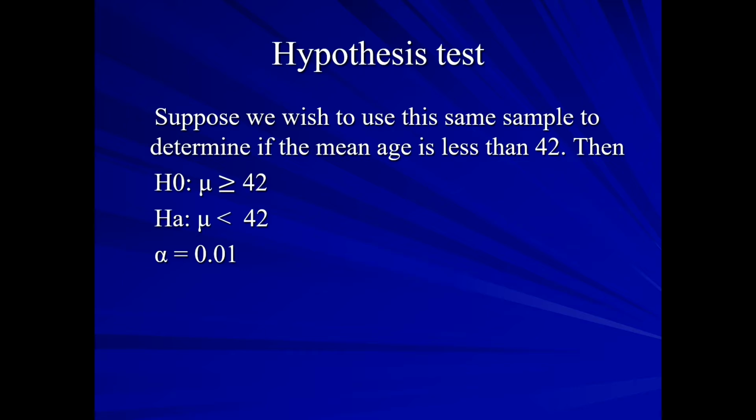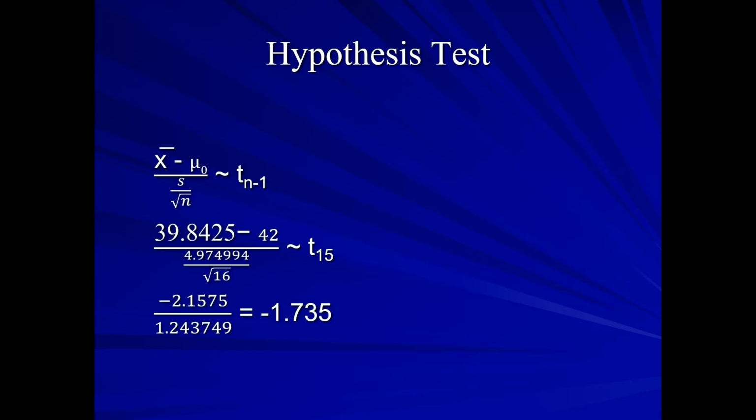But suppose instead we'd like to take this same sample and determine if the mean age is less than 42. Then our null hypothesis, mu is greater than or equal to 42. Our alternative hypothesis, mu less than 42. And let's suppose we're going to use an alpha of 0.01. Well, again, x bar minus mu 0 over s over the square root of n is distributed as the t with n minus 1 degrees of freedom.